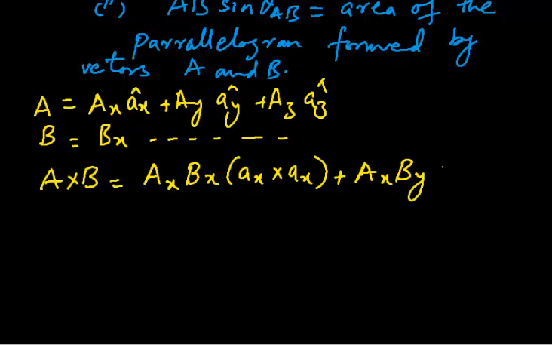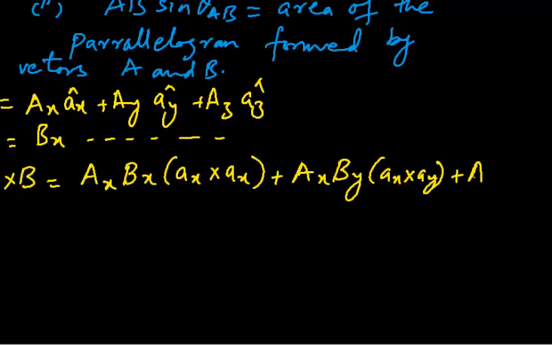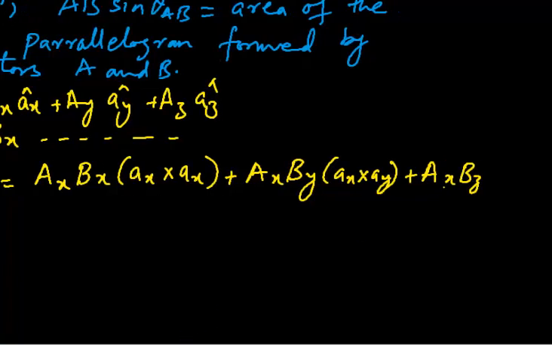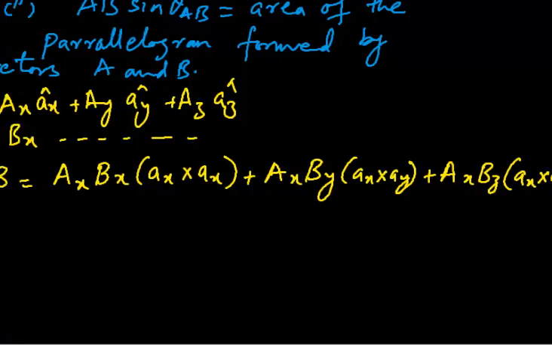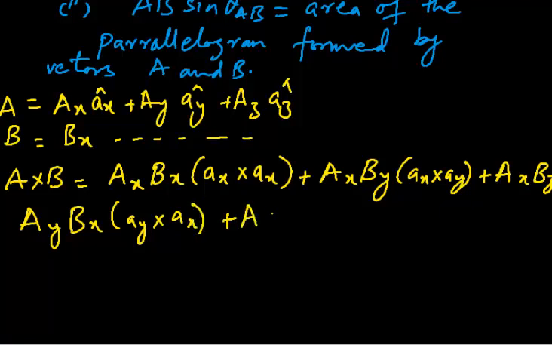Okay, and here we have AX cross AY, and then we have AX, it goes with the BZ, and this gives me AX cross AZ. And then coming back, AY goes with the BX first, and AY unit vector with the AX, and let me complete it all.